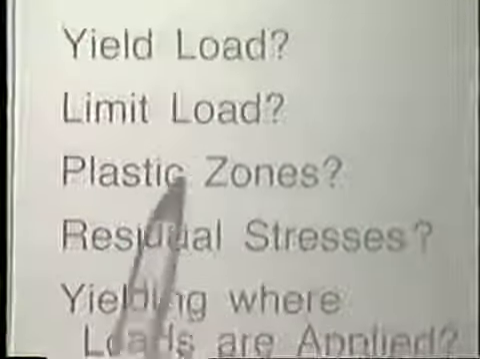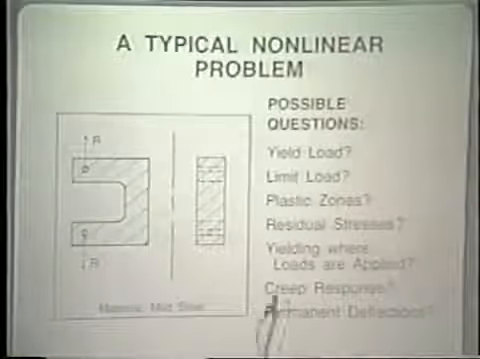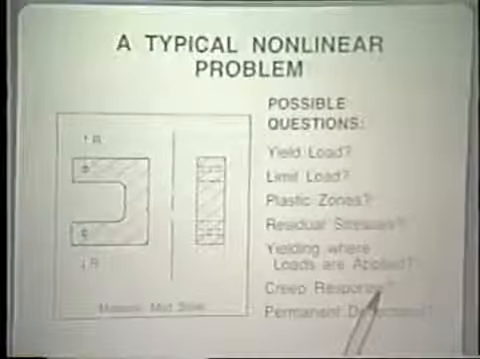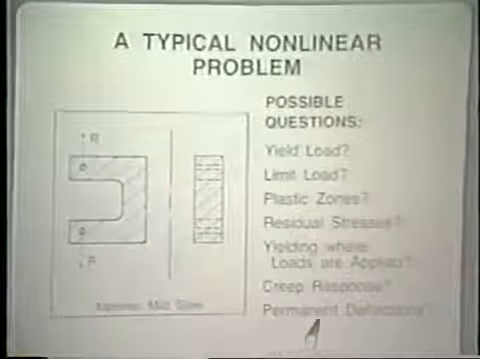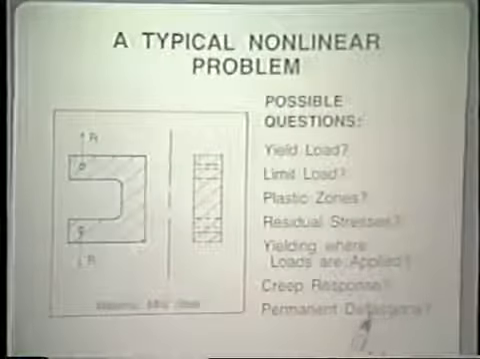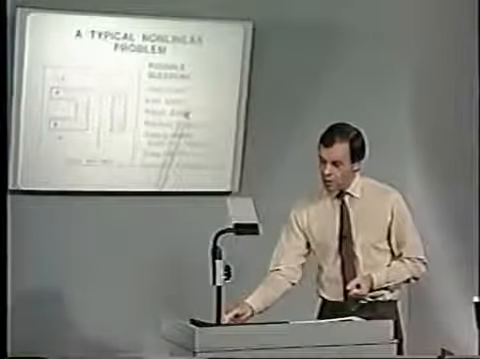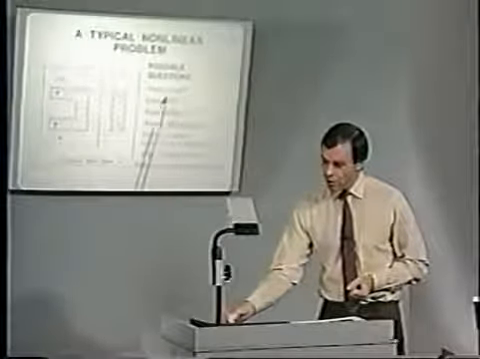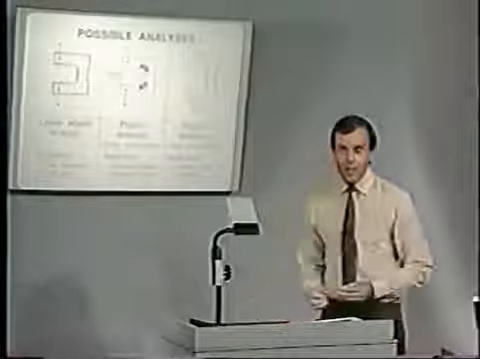What are the plastic zones? What are the residual stresses when the load is removed? Is there yielding where the loads are applied, right around here? What is the creep response of the bracket when the bracket is subjected to high temperature conditions and these loads? And what are the permanent deflections of the bracket, etc.? There are many more questions that could be asked, and certainly these questions can only be answered by a nonlinear analysis.